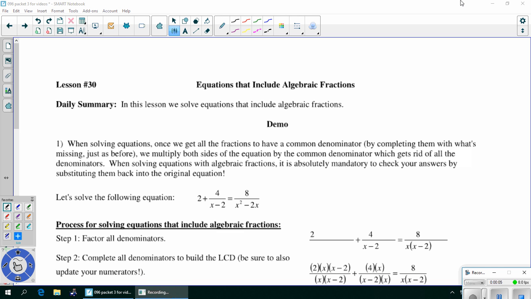Lesson number 30, daily summary. In this lesson, we solve equations that include algebraic fractions. For the last 3 lessons, we've been combining algebraic fractions together.